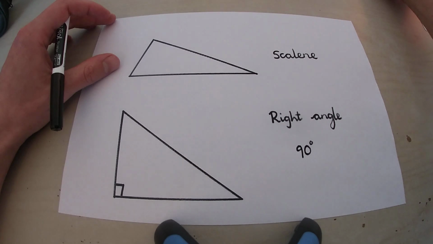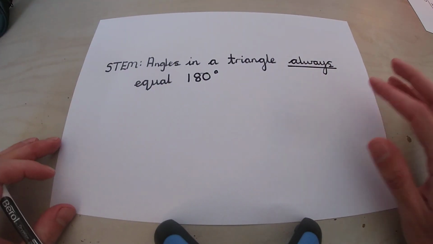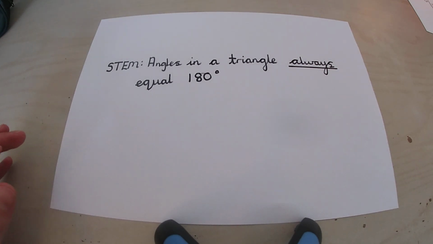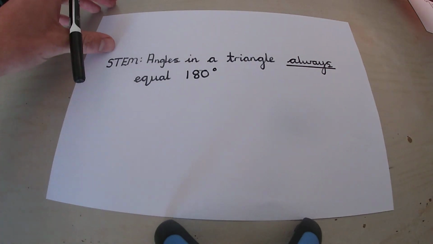Okay, let's have a look at today's STEM. So, the angles in a triangle always add up to 180 degrees. It doesn't matter what type of triangle it is, it will always add up to an equal 180 degrees. So let's have a look then at our first triangle. Start off with a scalene triangle.